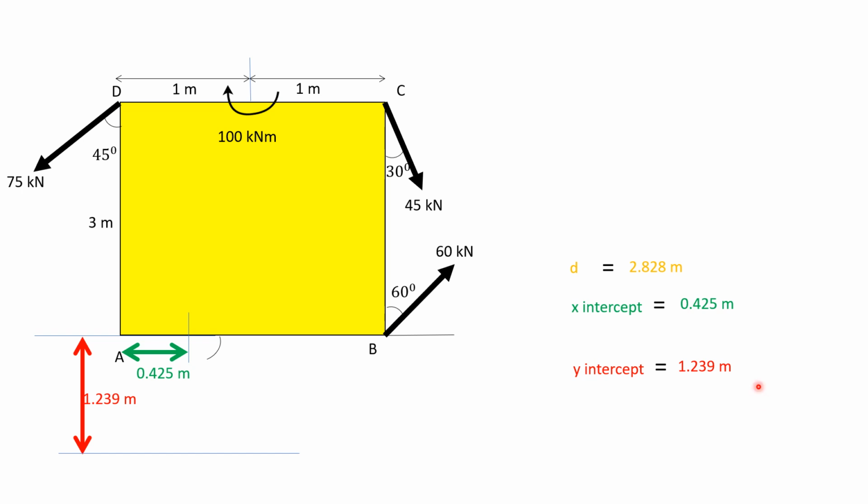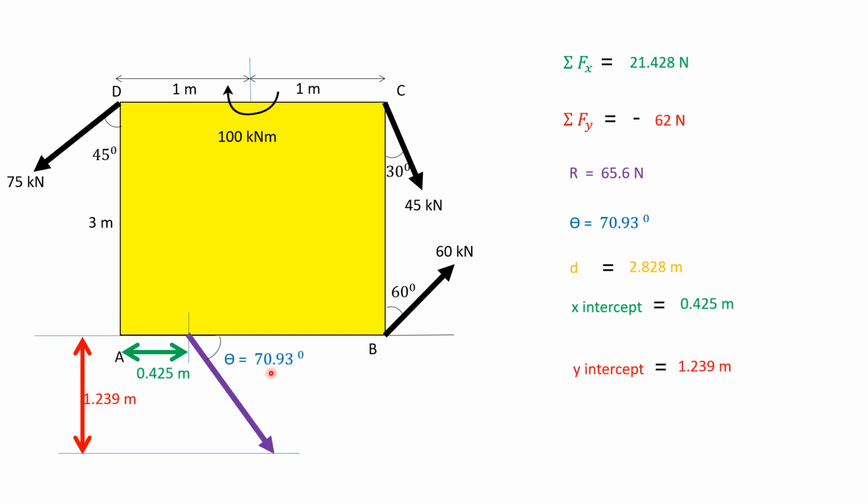So what we have is summation Fx value, summation Fy value, R value, theta value, D value, x-intercept value, and y-intercept value. So x-intercept is 0.425 meters, y-intercept is 1.239 meters, D value we got is 2.828 meters, theta value we got is 70.93 degrees, and resultant has a magnitude of 65.6 newtons about point A.